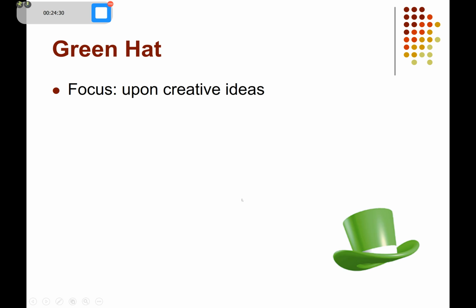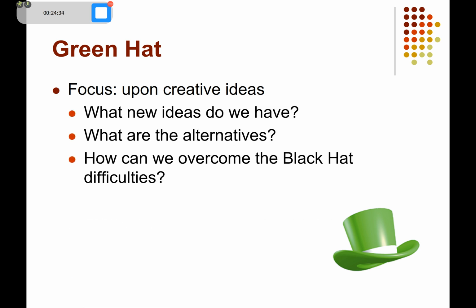Green hat allows us to think about creative ideas. So what new ideas do we have? What are the alternatives? So even just by asking some of these questions, they may start to generate some answers. And how do we overcome the black hat difficulties? So with the black hat, you identified what the problems were, what the possible obstacles might be, what the risks are. So you're then thinking about, how do we deal with these? How can we overcome them?